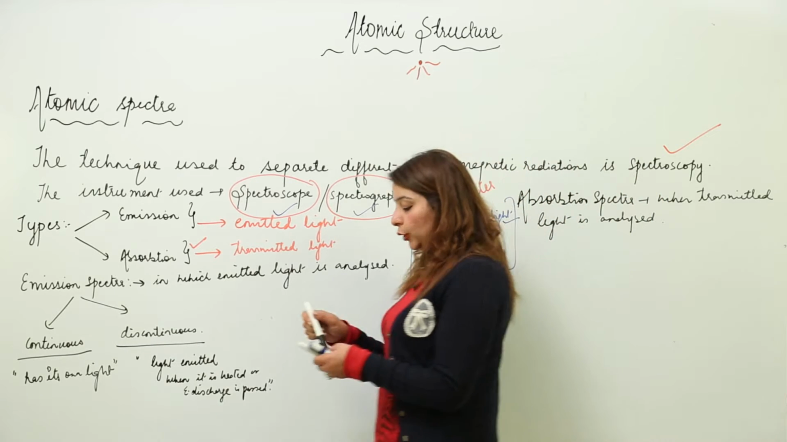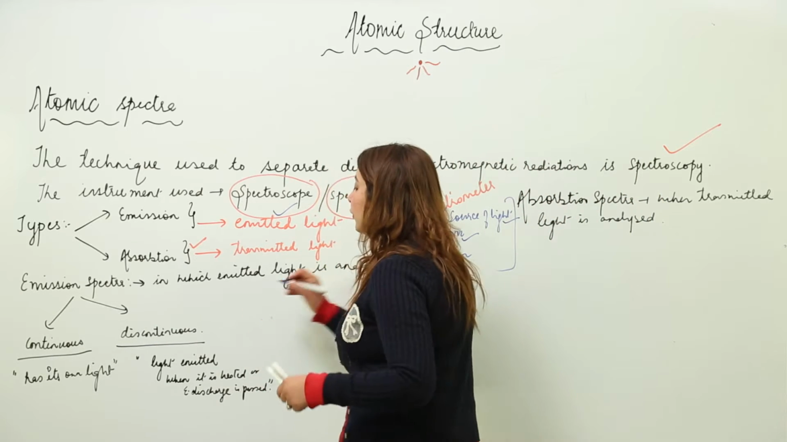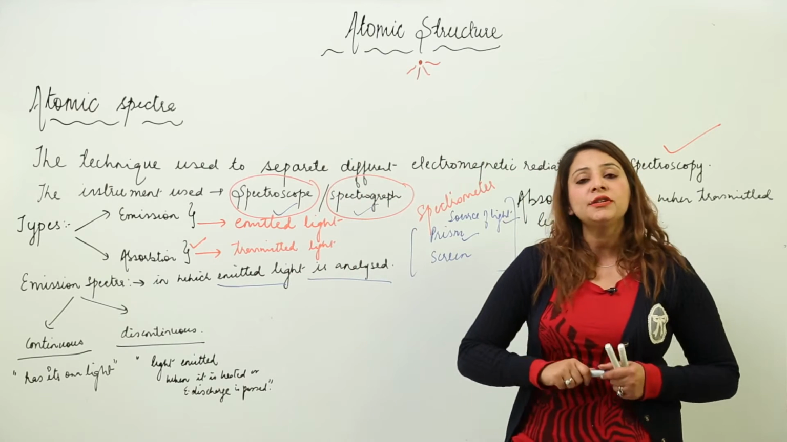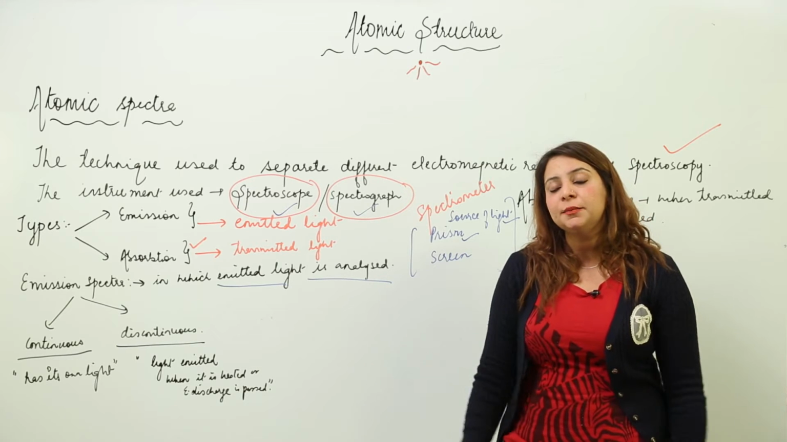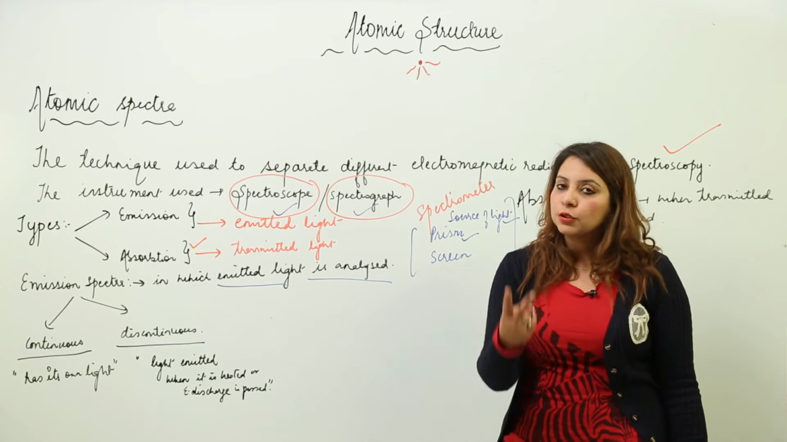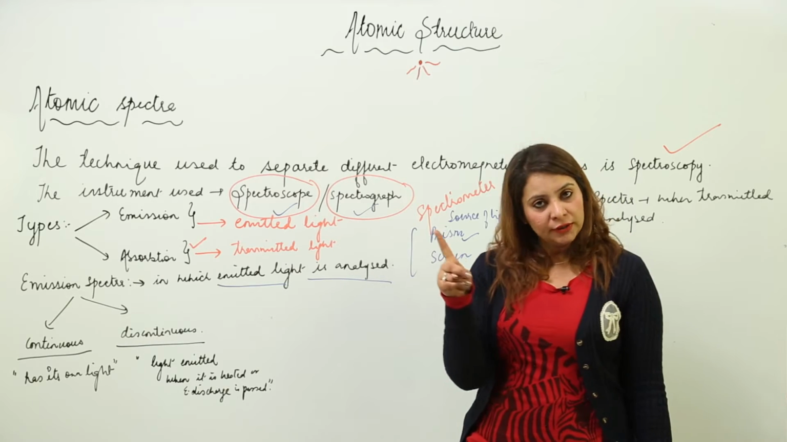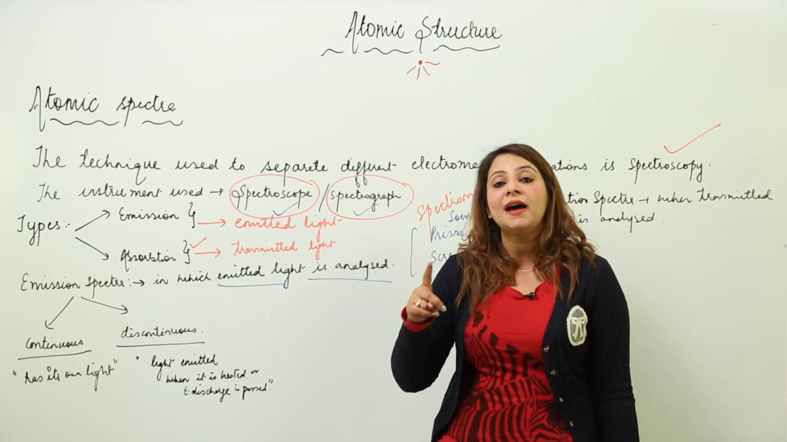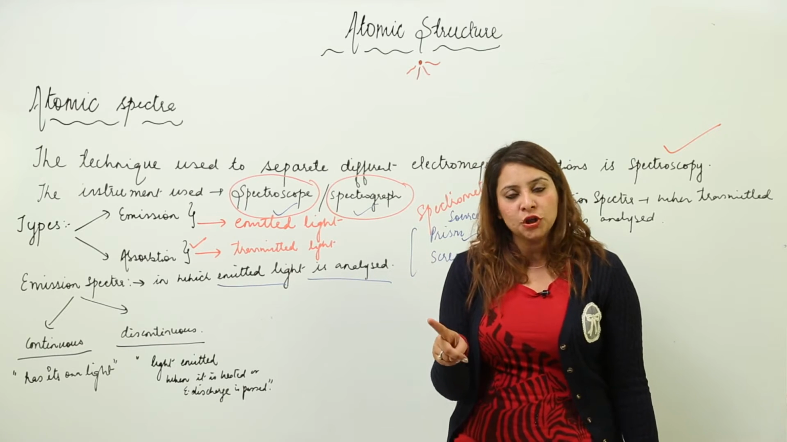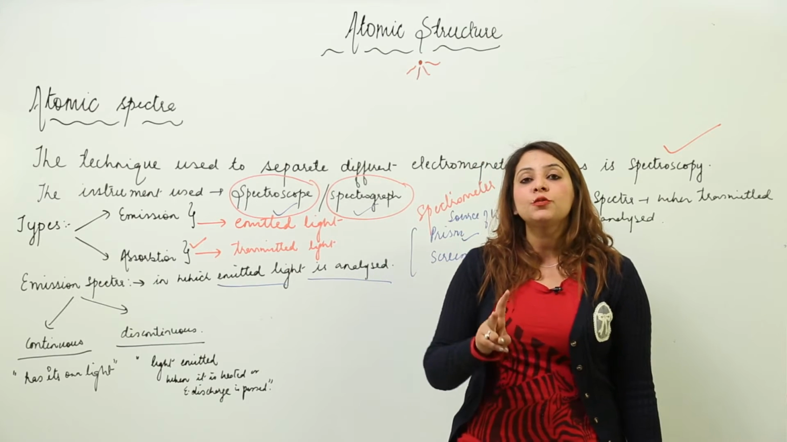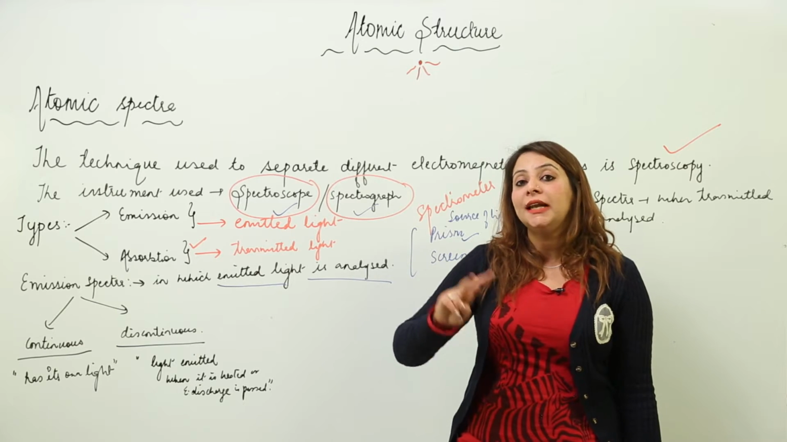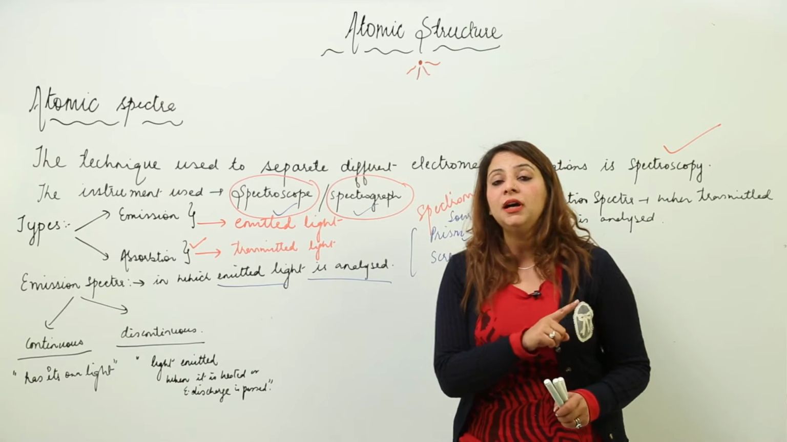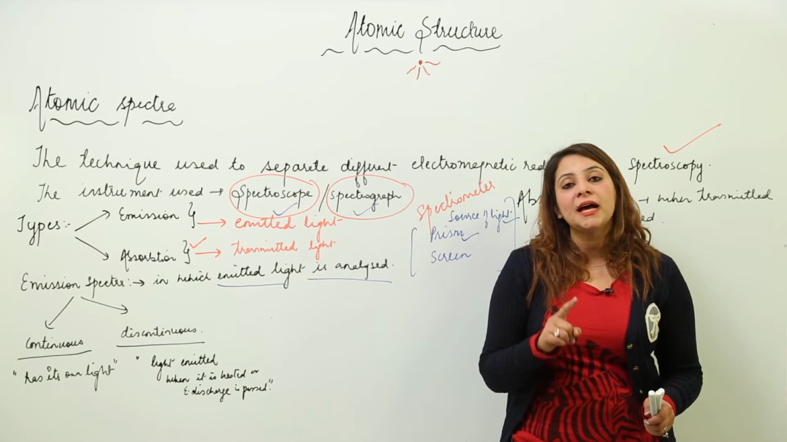So starting with the first type, the emission spectra. As I told you, in emission spectra we analyze the emitted light, right. So can you tell me under what conditions the light is emitted by an atom? Obviously there are two conditions. First, it should itself be a source, that means it should have its own light. This can be one option. And second is that when we heat it or when we pass an electric current through it, then it emits light, right.